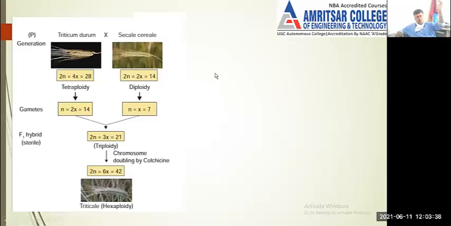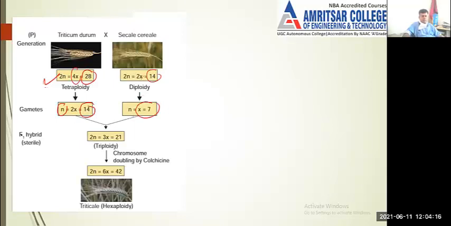Now you can see the example, it's clear, tetraploid and diploid. When this is asked in the examination, you will write like this. This is tetraploid, because it has 28 chromosomes. So 2n is 28, and n becomes 14. So the gamete will have 14. This is 14 and 7.